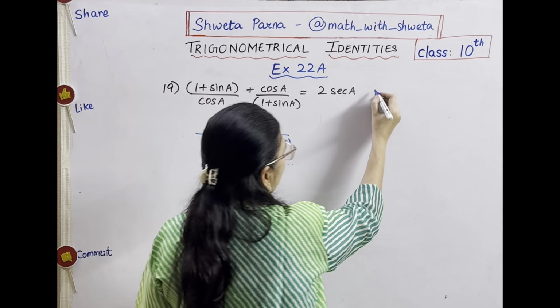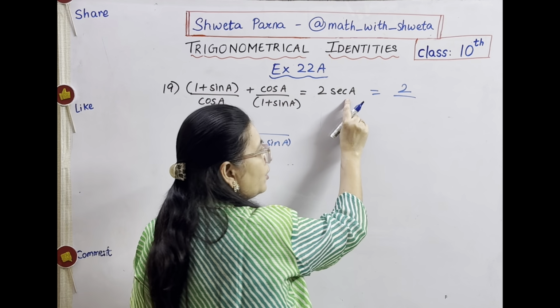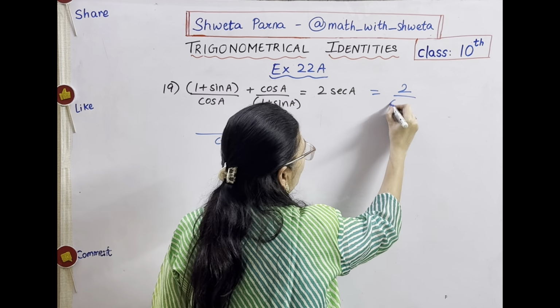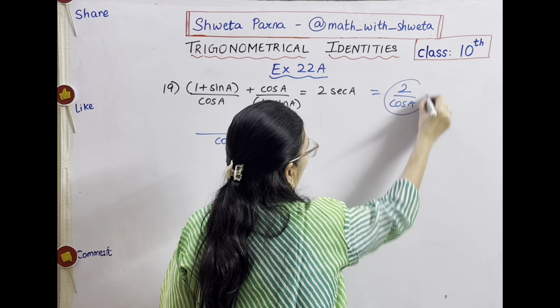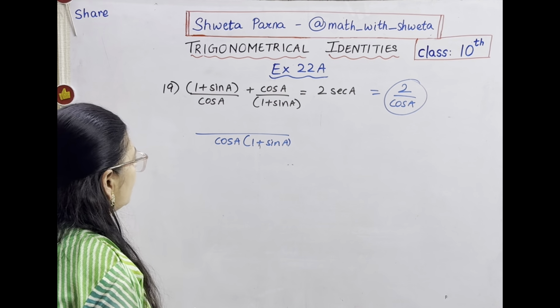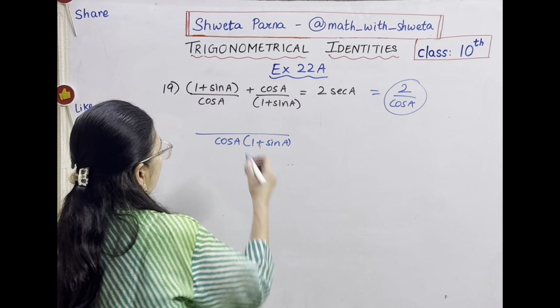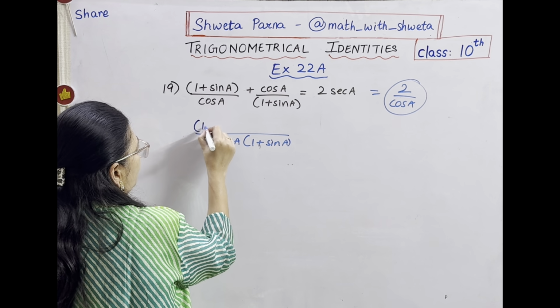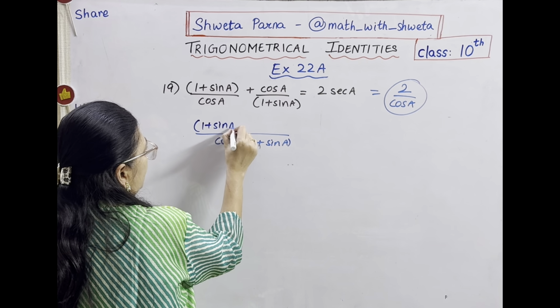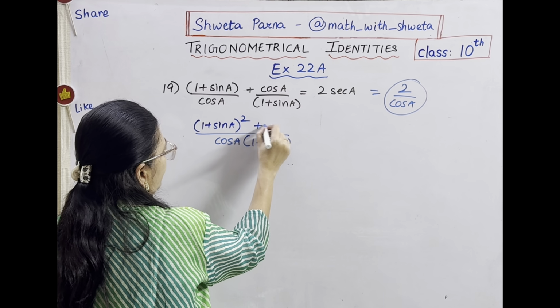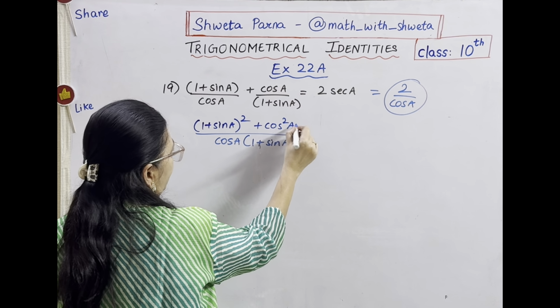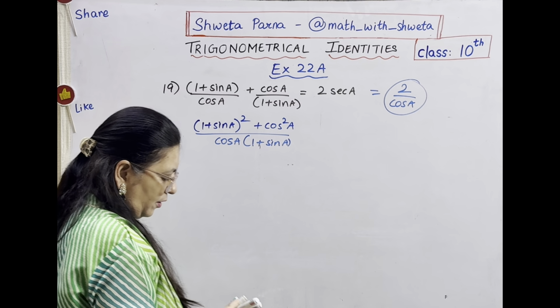Now children, what you want the answer to be? 2 upon sec A is what? 1 upon cos. That means you want the answer to be 2 upon cos A. Remember that. Okay. So when you take this, what will you get over here? This will become, you will multiply this. So 1 plus sin A the whole square plus cos square A. Clear?